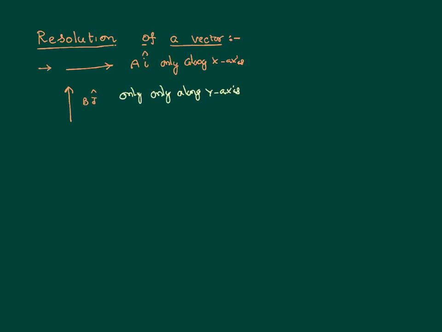But suppose I have a vector like this, making a certain angle. Say this is our x axis, this is our y axis, and the vector makes a certain angle with the x axis, so it is neither along the x axis nor along the y axis. This is vector A. It is not completely along the x axis or completely along the y axis. We would like to know how much of that vector is along the x axis.